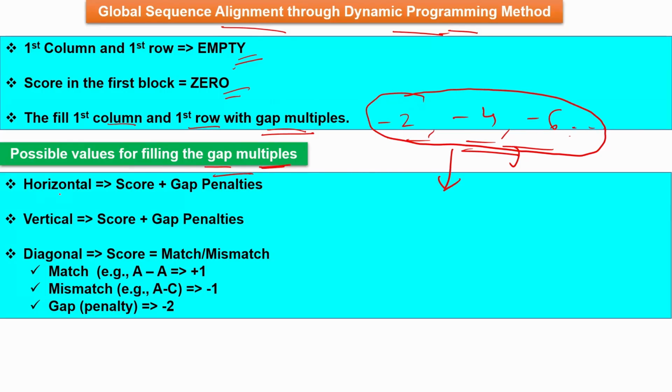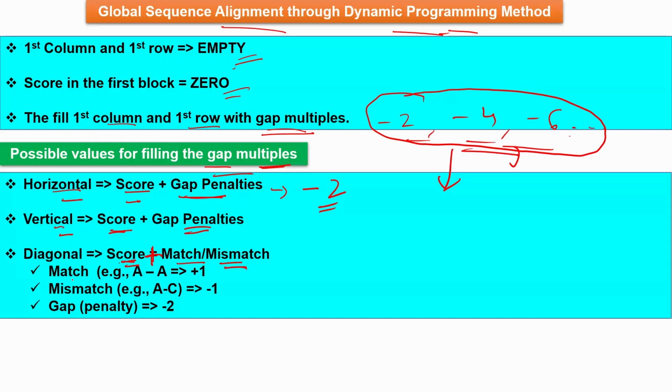When we fill the blocks horizontally, we fill that with the score which is added with gap penalties. The gap penalties is having a value of -2 for each block, and -2 is also added to the subsequent block as well. For vertical filling of the blocks as well, the score is added with the gap penalties. Whenever we fill the blocks diagonally, we add the value of score to a match or mismatch.